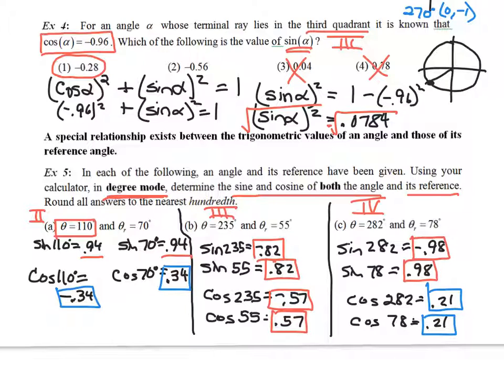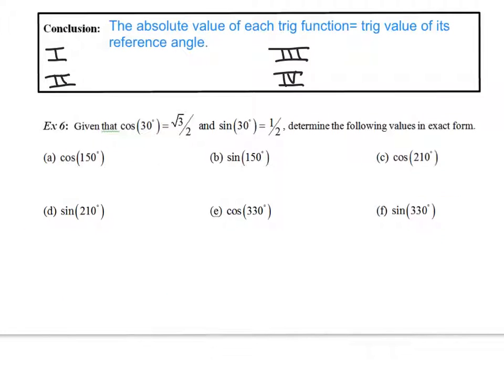So we're going to make a little conclusion box. First of all, our conclusion is the answers match exactly except for the signs. So a trig function and the value of the trig function at the reference angle are the same number. So the absolute value of each trig function in any quadrant is always equal to the trig value of its reference angle. Now let's take a look at the positives and negatives.